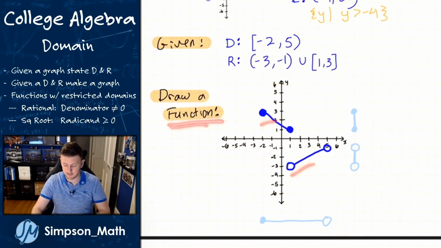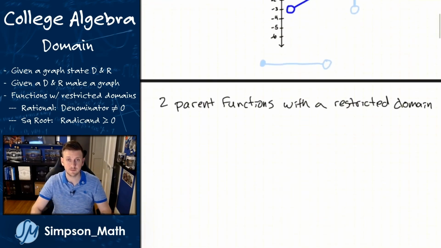Make sure it's a function. It passes the vertical line test. I have a dot over itself, but this is a closed dot. This is an open dot. There would be a problem if this was also closed because it would fail the vertical line test right there. So make sure it's a function. And again, lots of possibilities. This is just one of them. All right, so let's move on.